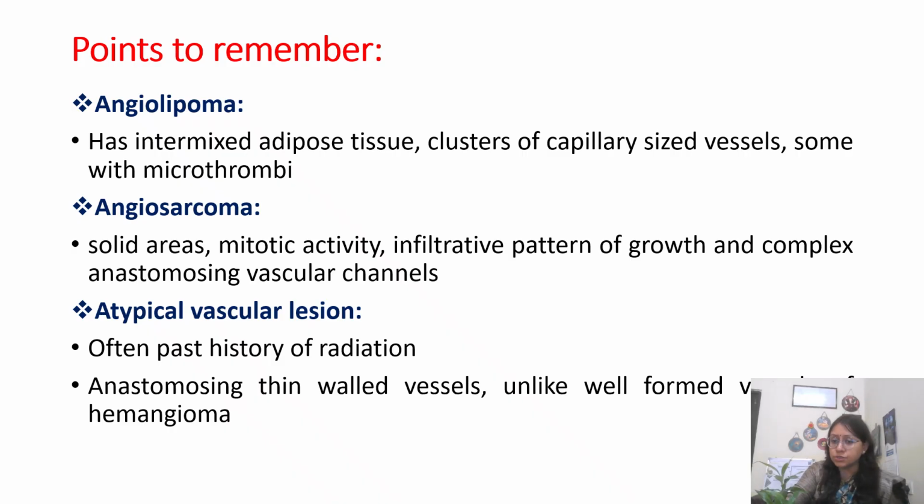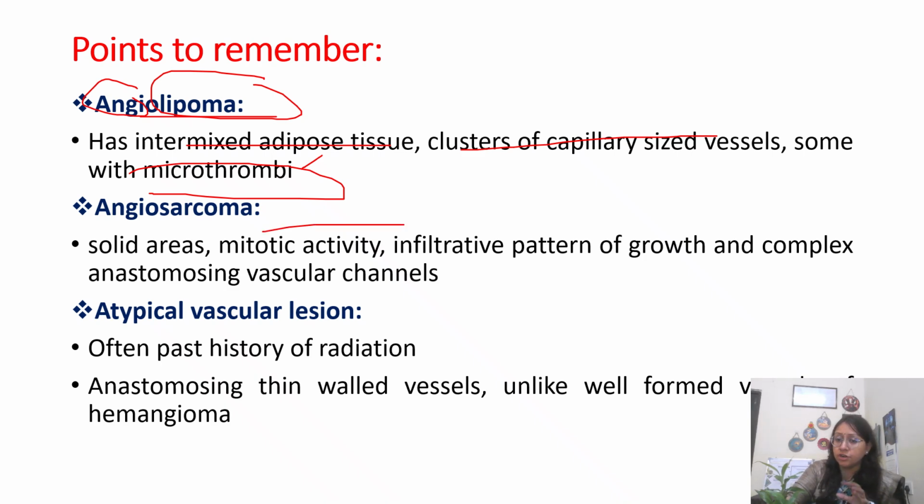Differential diagnosis also you need to remember, that when we diagnose capillary hemangioma, we need to rule out other lesions. It can be angiolipoma, when both the vessel component and the fibroadipose component are there, with intermixed adipose tissue and clusters of capillary sized vessels, some with microthrombi as we saw. Then angiosarcoma, which is highly malignant. You will see solid sheets of atypical cells, increased mitotic activity, an infiltrative pattern of growth, and anastomosing vascular channels. This is a particular histological finding in angiosarcoma.